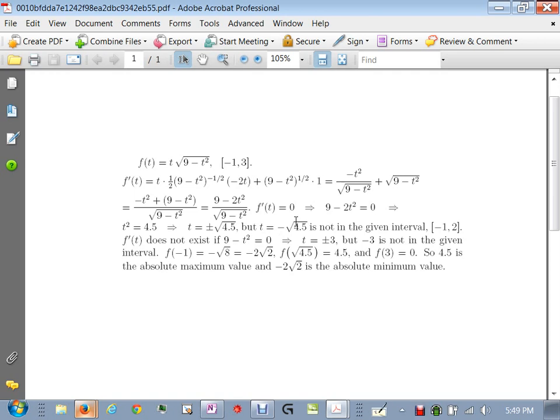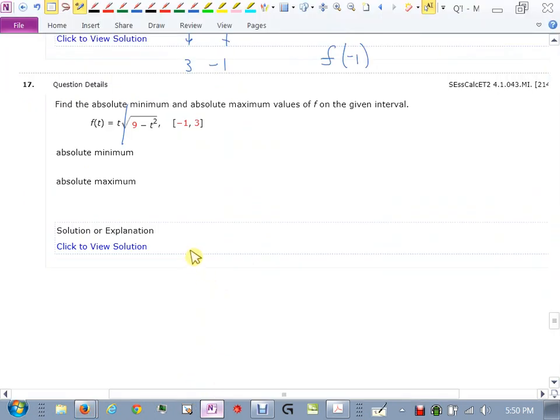And then in the denominator, if we set the denominator equal to 0, we get two possible answers, 3 and -3. But -3 is not in this interval. +3 is actually an endpoint, so we are going to test that anyway. So what I'm going to be doing is plugging in -1 and 3 into the function, and that positive root 4.5. And I compare the answers. I get -√8, 4.5, and 0. So 4.5 is the absolute max. -2 root 2, which is this one, is the absolute min. Work on that derivative. That's a little tricky.